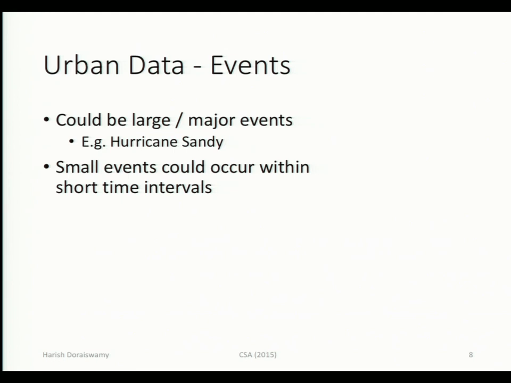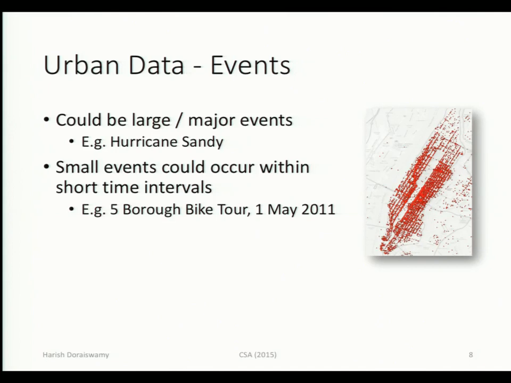A typical example: this is all the trips, the pickup and drop off locations of taxis in Manhattan. This is the outline of Manhattan. I don't think you can see the map clearly. This is between 8 and 10 a.m. on May 1st, 2011. If you notice this whole stretch on 6th Avenue, there are no taxis over there. This is because that whole avenue was blocked for the Five Boro Bike Tour that happens on an annual basis.